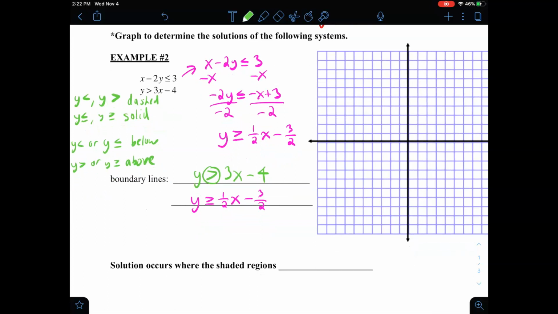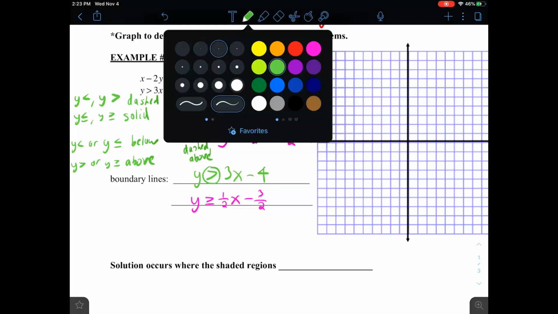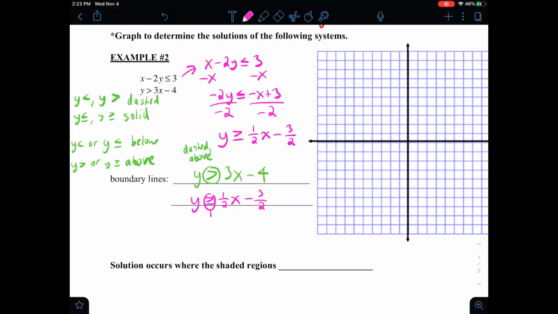So if we have y is greater, then that's going to be a dashed line. That's going to be shaded above. All right. Then the bottom equation is going to be a solid line because it's equal to. It's going to be shaded above. So let's graph this now.